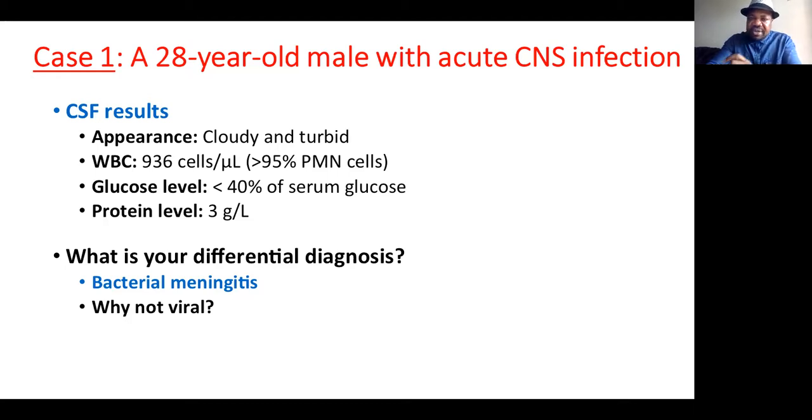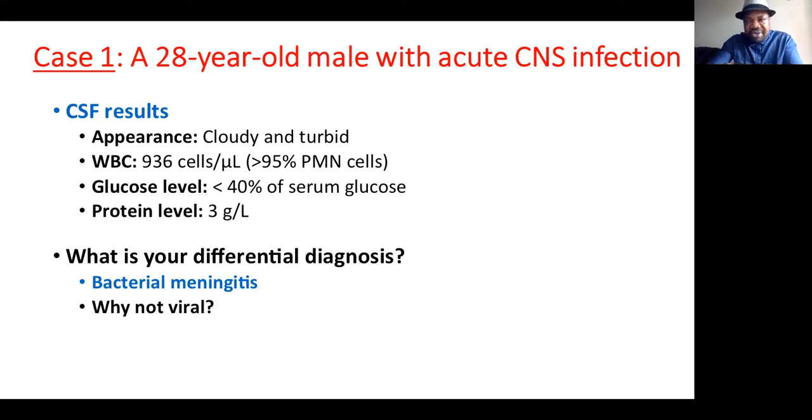Okay, so like this one, the glucose from the CSF is less than 40% of the serum glucose. And the protein level here, you see that it's very high. It's 3 grams per liter. That also makes the CSF look cloudy and turbid. So this is suggestive of mainly bacterial meningitis.